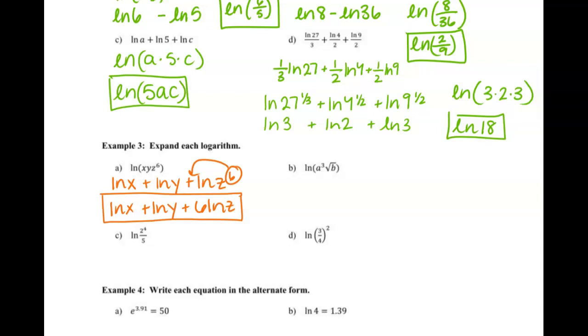Part B, same idea. Can turn this into natural log of a cubed plus natural log of square root of b. Natural log of a cubed, instead of square root of b, I'm going to write that as b to the 1/2, so we have an exponent. And then we'll move the exponents, just like we did before, like we do a lot of the time. So we get 3 natural log of a plus 1/2 natural log of b.